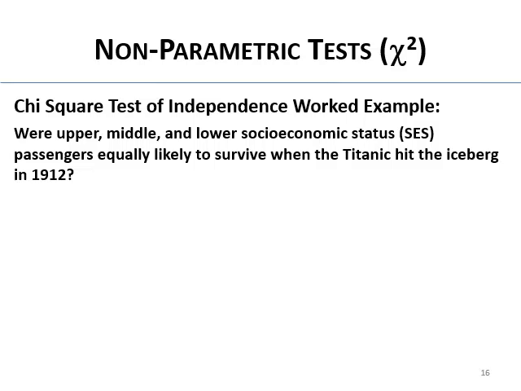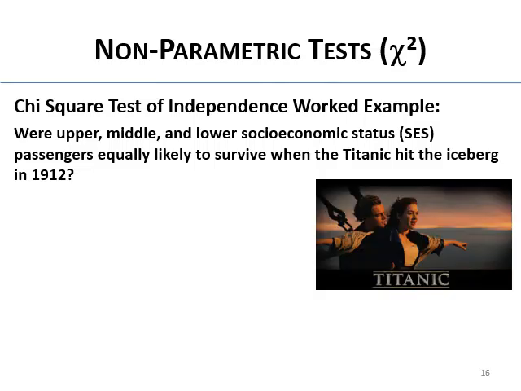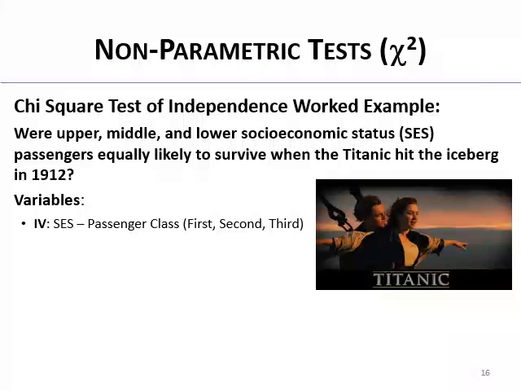So let's go ahead and do one. Were upper, middle, and lower socioeconomic status passengers equally likely to survive when the Titanic hit the iceberg in 1912? We've all seen the movie, right? The variables in here: your independent variable is SES. That would be represented by passenger class. So it's kind of a proxy. First, second, and third class.